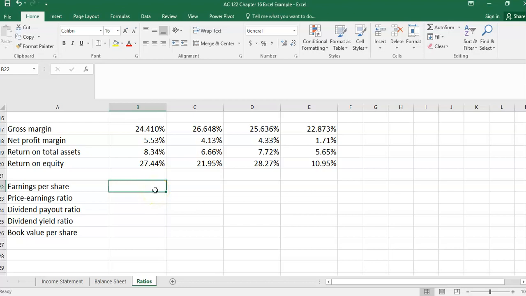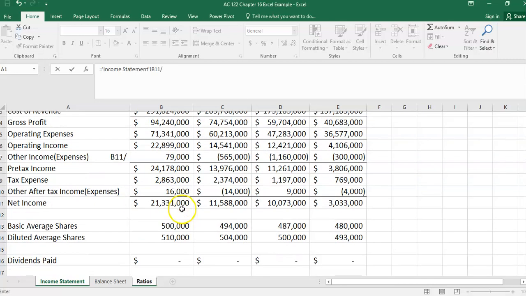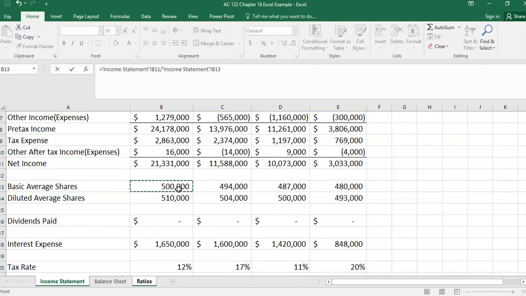Companies will supply you with the number of shares outstanding because it's a very difficult thing to calculate. So they just give you this information. So we take our net income divided by shares outstanding. We want the basic average shares. The diluted average shares means that they have some kind of a stock option available in the world that would increase the number of outstanding shares if people took those options.